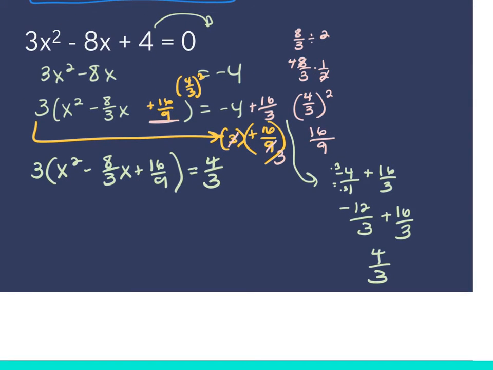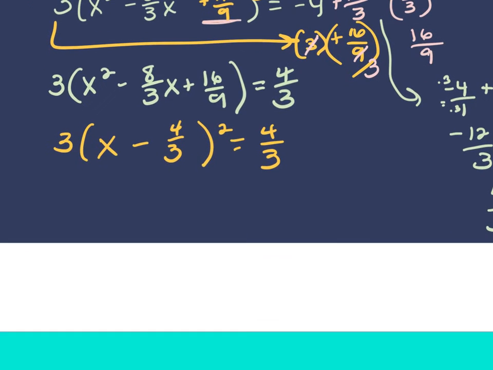Factor that left side. 3 square root of x squared is x. Square root of 16/9 goes back to that 4/3. Put the minus between from the middle term, equals 4/3. Now that's in standard form. That's complete the square part. Now I got to solve it.